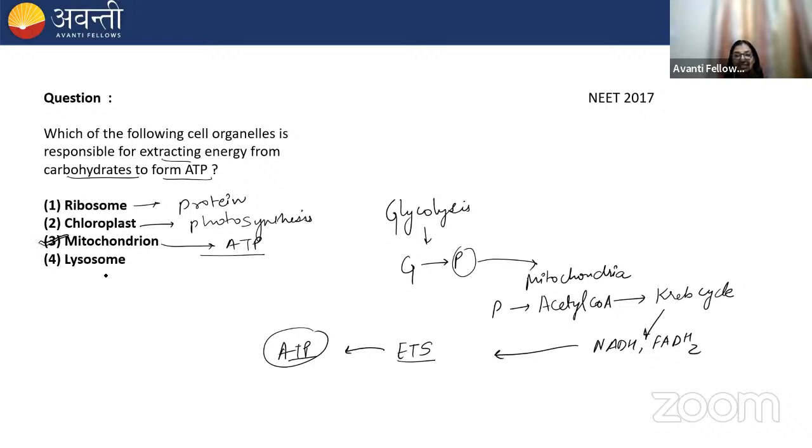Lysosomes contain the digestive enzymes. They contain the hydrolytic enzymes.